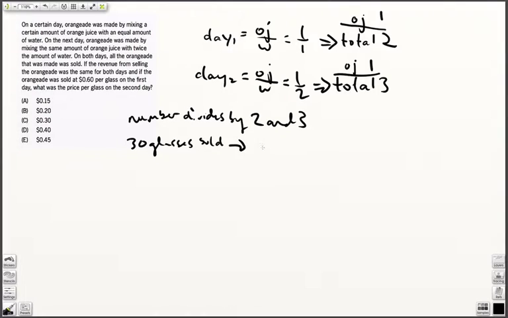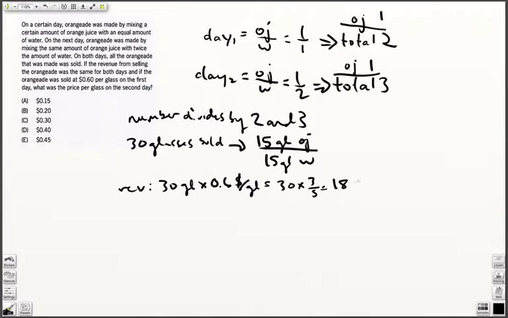So each of those glasses, that's going to be 15 glasses of straight orange juice and then 15 glasses of straight water in the mixture. So our revenue would be 30 glasses total times 60 cents per glass, which is going to be 30 times 3/5. It's going to be $18 revenue. The revenue on the second day is going to be exactly the same, we're told in the question.